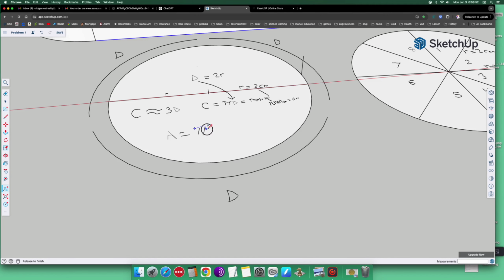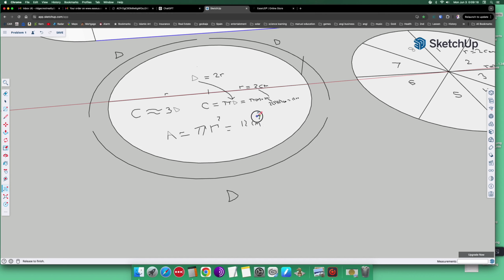But for our purposes, we're using 3 for pi, and 2 for the radius. So 3 times 2 squared is 4, that's 12, and since we're talking area, it is 12 centimeters squared. There you have it. Now what does that mean?